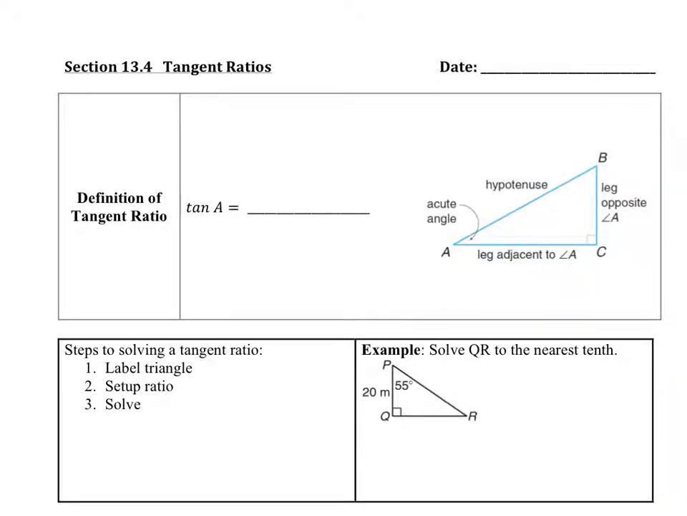Alright, welcome back. Today we're going to talk about our first trig ratio. It's called a tangent. So this is section 13.4. Don't forget to fill in today's date.